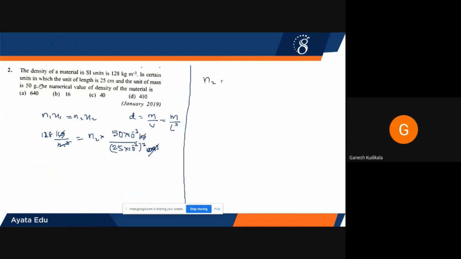Writing the formula, n2 will be equal to 128 into 25 cube into 10 to the power of minus 6, divided by 50 into 10 to the power of minus 3. This on simplifying gives 40. So therefore, it is option C.